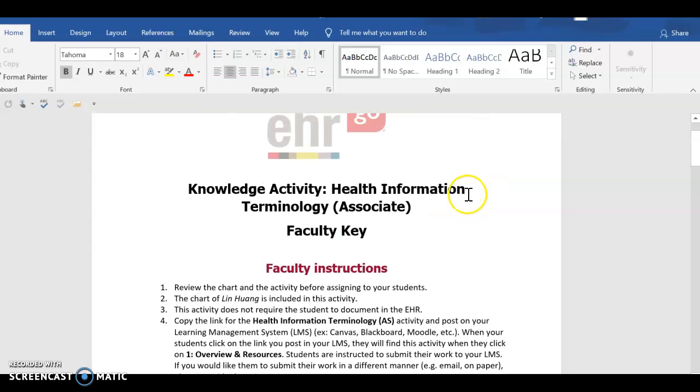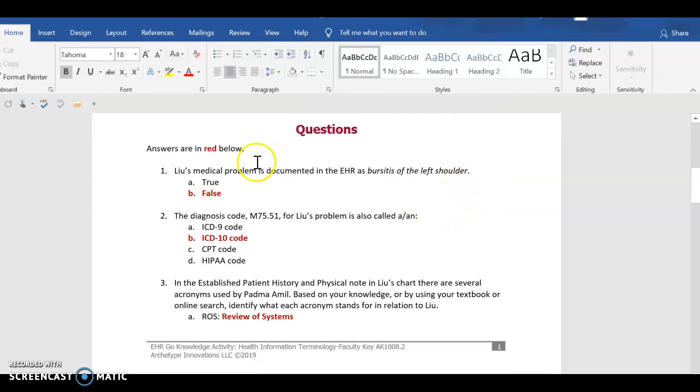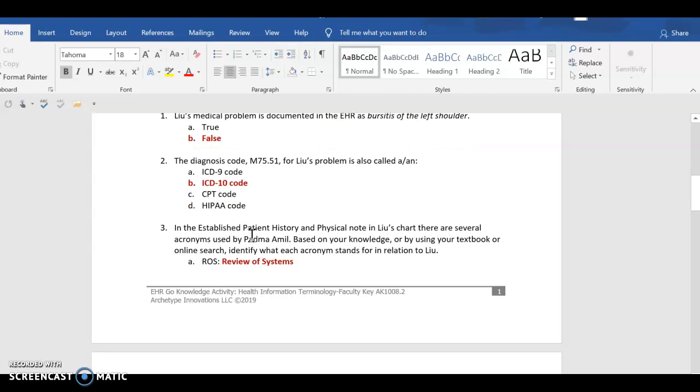Hi students, we're going to go through the health information technology assignment. So answers in red, number 1 should be false. Number 2, diagnosis code M7551 is ICD-10. You will have this next semester.